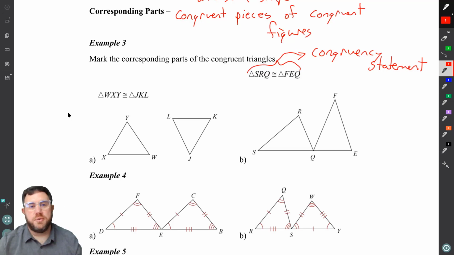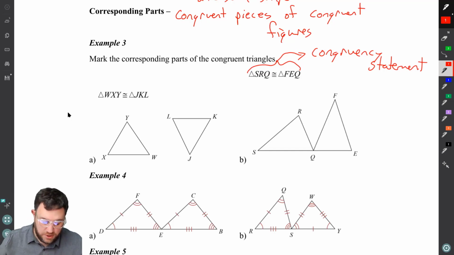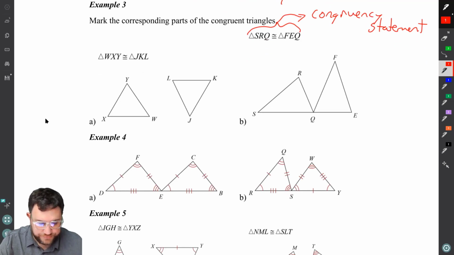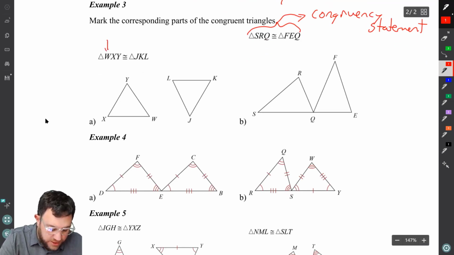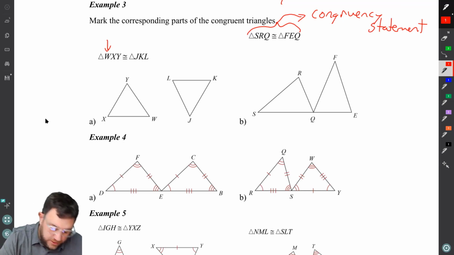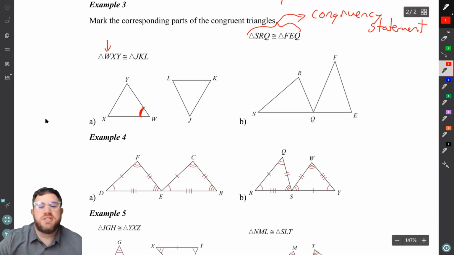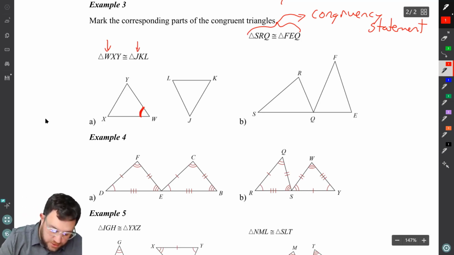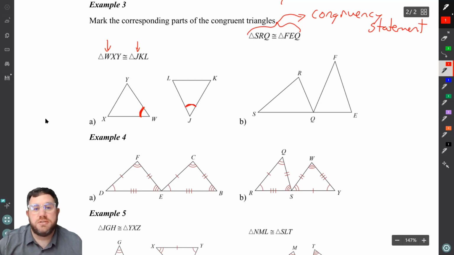And so in our congruency statement, the pieces have to be in the right order, so that whatever the first letter is in the first triangle, that corresponds to the first letter of the second triangle. As we work through this, hopefully this will make a little bit more sense. All right, so in example 3A, we've got a W first. Okay, so let's put our congruency mark there. Well, what is first in the other triangle? That's a J. So we know that W and J are congruent to each other.